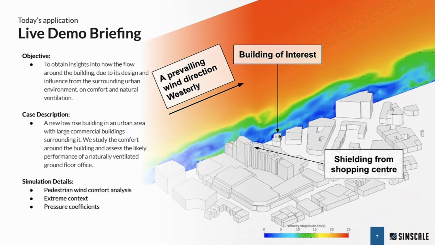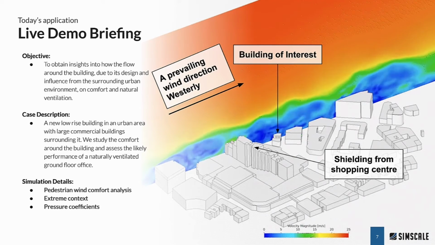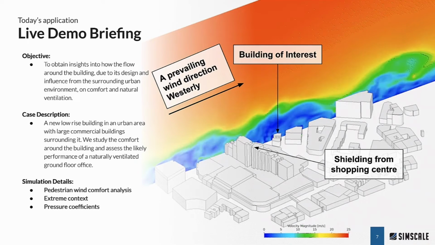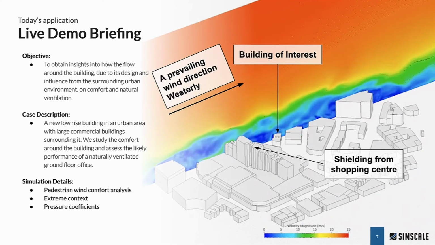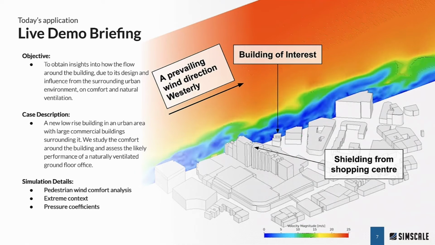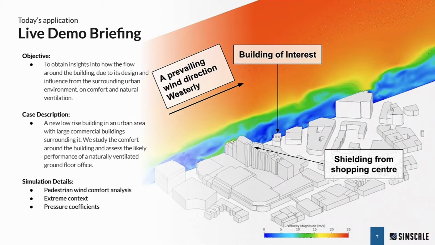But what we're trying to understand is how comfortable people are around the urban area surrounding this new building, but also what the pressure coefficients look like on its facades and how this is likely to influence the natural ventilation of the commercial room that we'll be discussing as well.